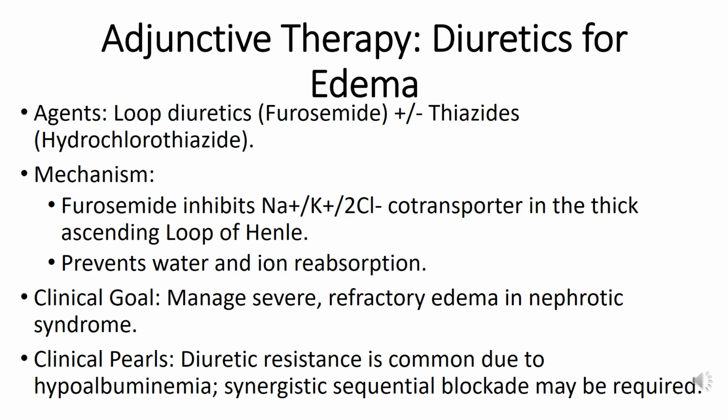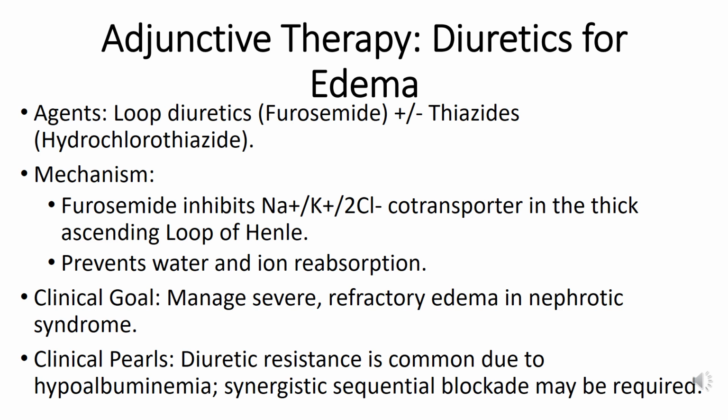Loop diuretics are powerful medications. They act on a specific part of the nephron called the thick ascending limb of the loop of Henle. This segment normally reabsorbs large amounts of sodium and chloride. Furosemide blocks a transporter known as the sodium-potassium 2-chloride cotransporter. This transporter is often abbreviated as the NKCC2 transporter.